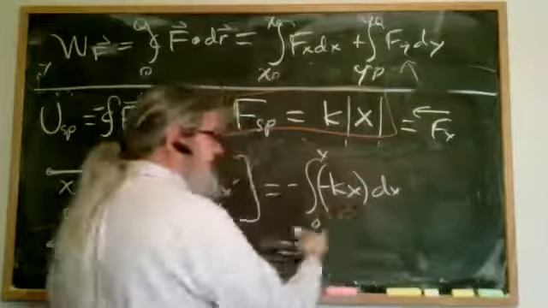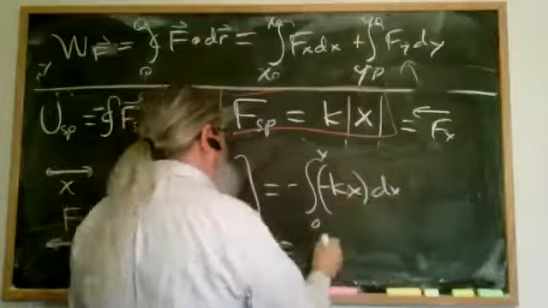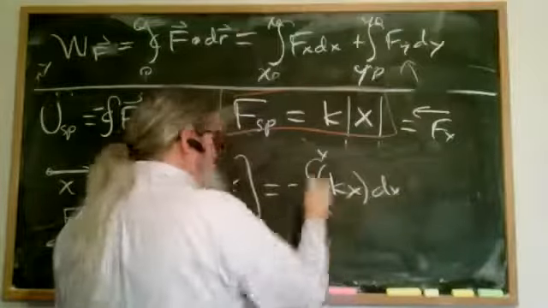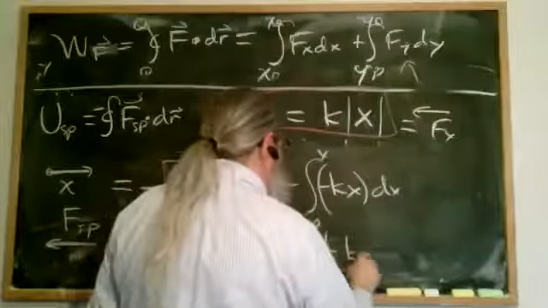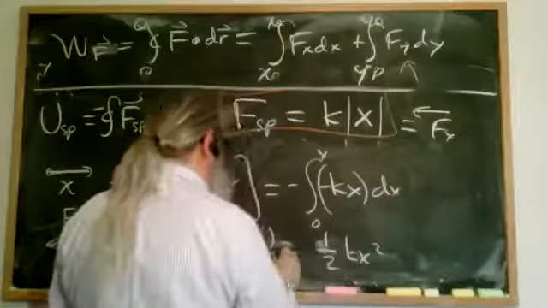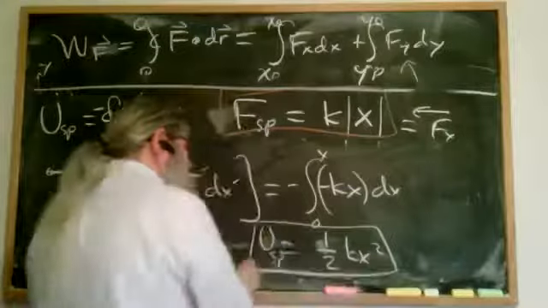Well, that's an easy integral. The integral of x is basically 1/2 x squared. And then two negatives cancel, so I end up with 1/2 kx squared. That's the potential energy associated with the spring force.